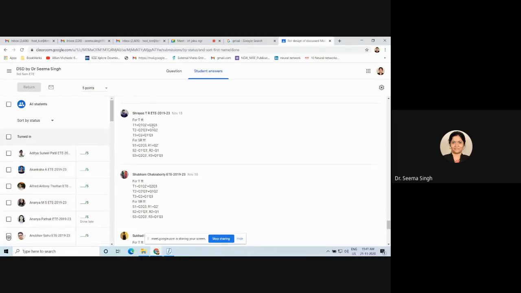Q1, Q2 dash, Q2, Q3. So all are 1, 1, 1. So this second term will become 1. And what is the first term? First term will become 1 or 0? 0. So 0 odd with 1 will be 1. So your T1 will be 1. What about T2? T2 will also be 1.